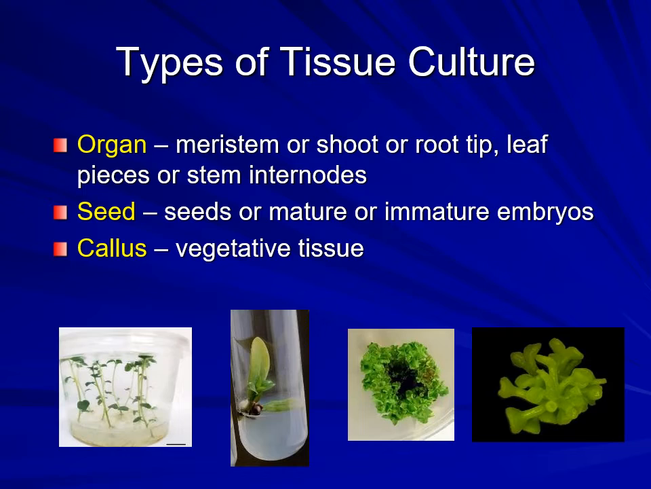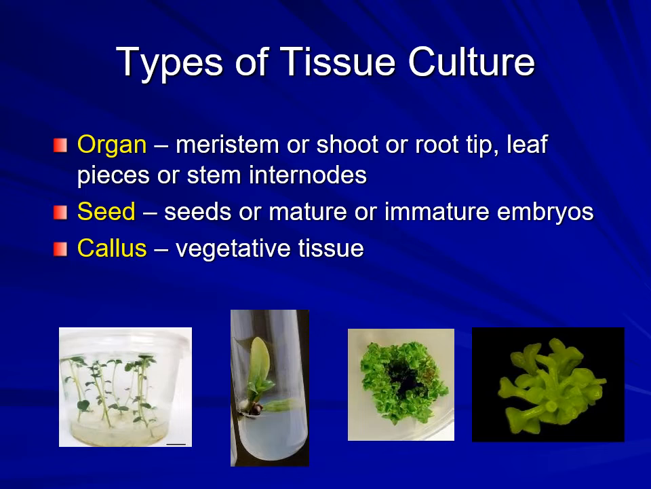Three different kinds of tissue culture starting points. One is organ. So organ would be like you take a shoot, like a potato, and then you stick that into basically a tissue culture media that has mostly auxin that triggers rooting. It's pretty simple. It's not like a multi-step process. It's almost not really tissue culture because you're really just rooting a cutting.